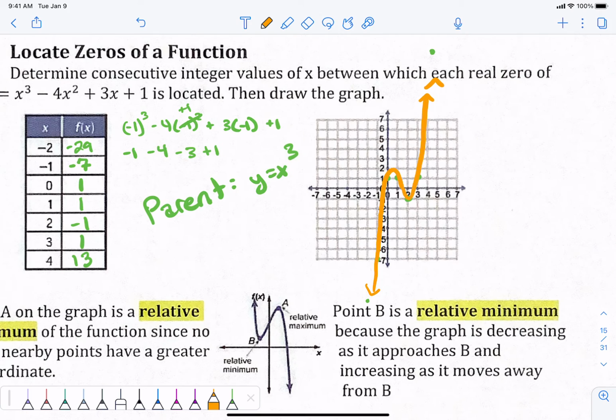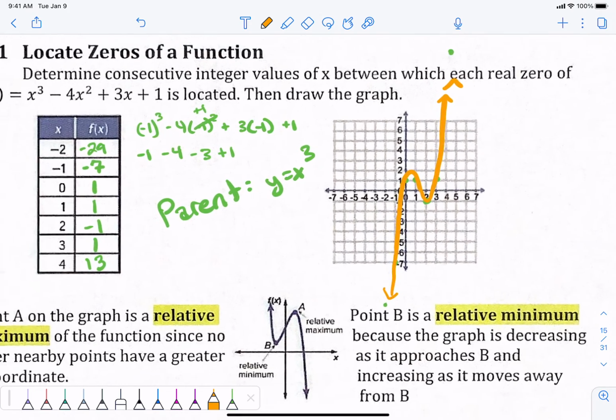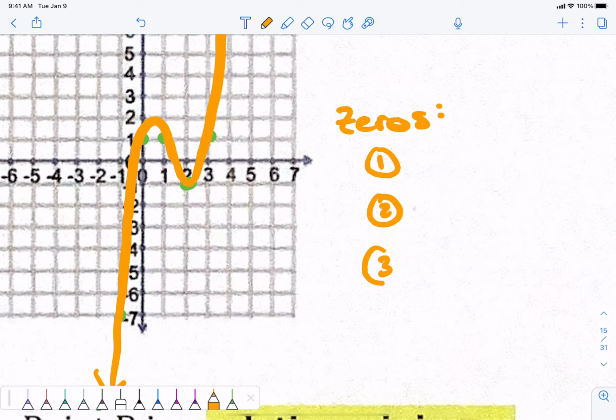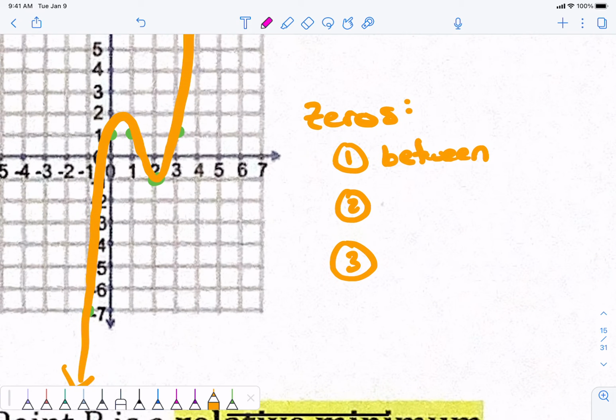Determine the consecutive integer x values between which each real zero is located. How many zeros do we have? We have 3 zeros: first zero, second zero, third zero. We're going to say between where? None of them cross nicely, right? We're going to say between something and something. This first one right here is between what? Negative 1 and 0 is where it's going to cross.